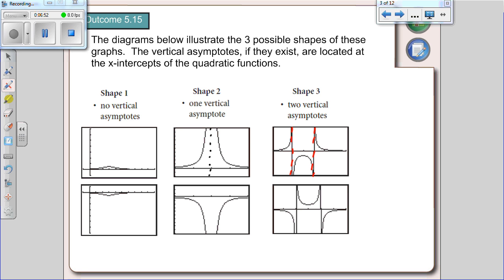This first one, with no vertical asymptotes. Why do you think it has no vertical asymptotes? Ibra. So x can be anything. So there's no non-permissible values. So if there's no non-permissible values, what would the original graph look like? It would look like there's no x-intercepts. So how do we get a quadratic with no x-intercepts?